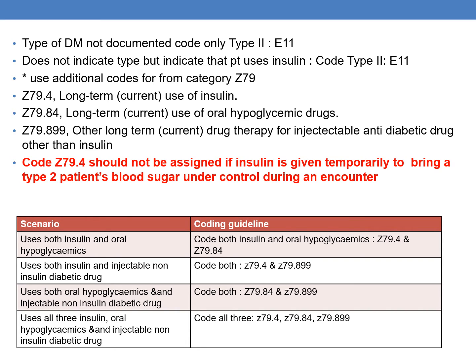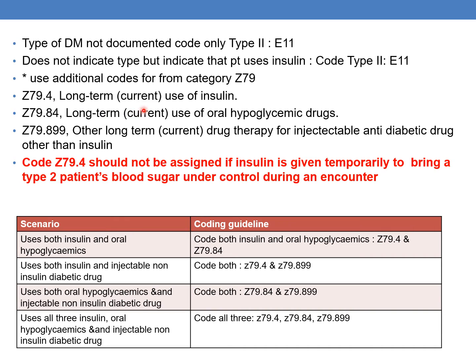Now, coming to the use of insulin or oral hypoglycemics in a type 2 diabetes mellitus patient. If the type of DM is not documented, we need to code type 2. And if the physician does not indicate the type but indicates that the patient uses insulin, even then we need to code type 2 as default, and additionally we need to use additional codes from the category Z79.